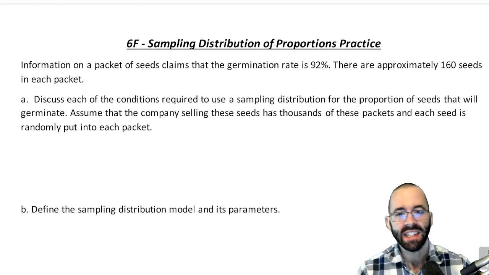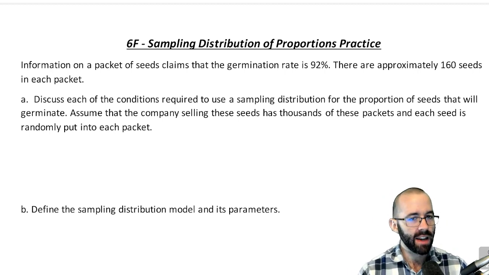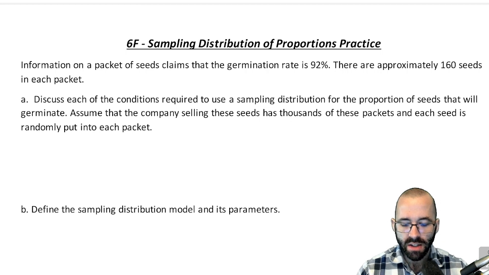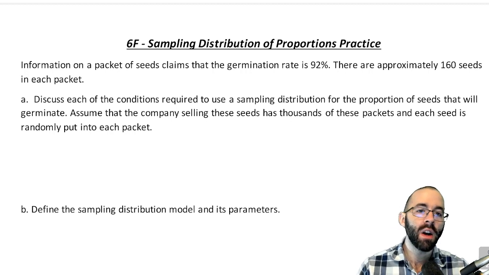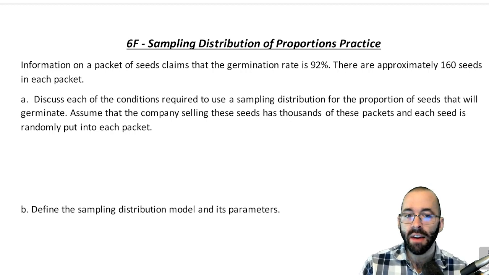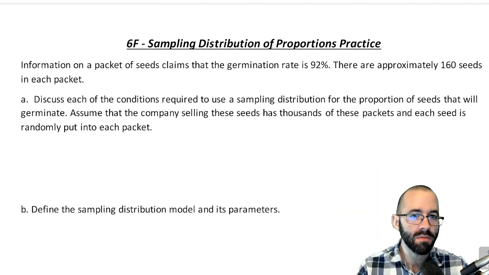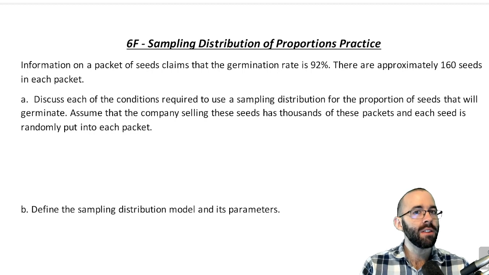Information on a packet of seeds claims that the germination rate is 92%. There's approximately 160 seeds in each packet. So, what conditions do we need to use a sampling distribution for the proportion of seeds that are going to germinate? Again, we know that on average, each seed should have a 92% chance of germinating. So we're curious about if we plant a bunch of packets, what proportion in each packet do we think is going to germinate? We should expect 92%.